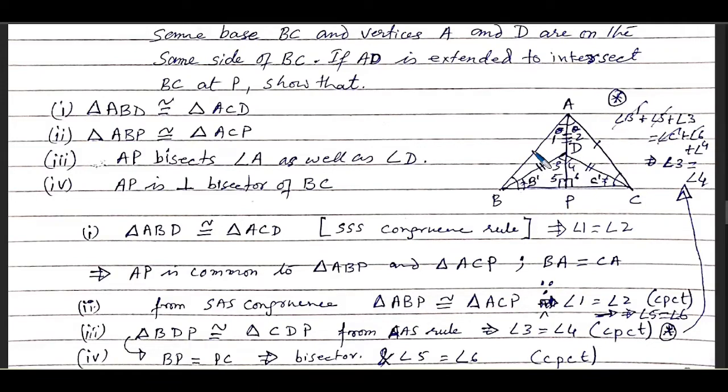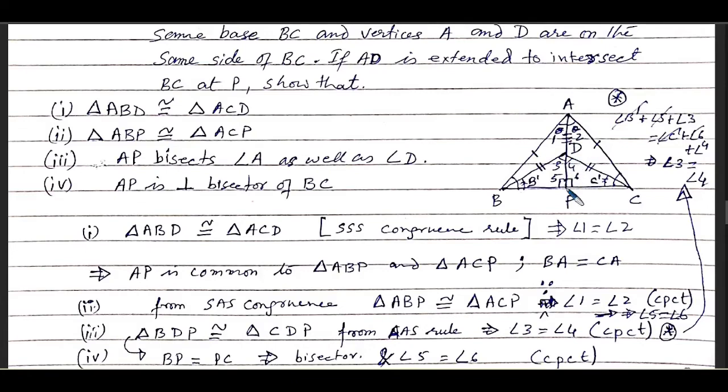So from this side, you can always say that this triangle is equal to this triangle. So ABD is equal to ACD from side congruence, true. So if this is true, then from CPCT, angle 1 is equal to angle 2, because these are the congruent part. AP is a common.